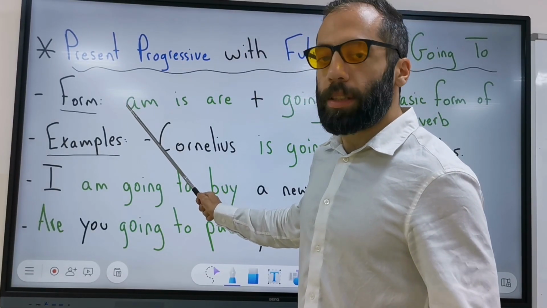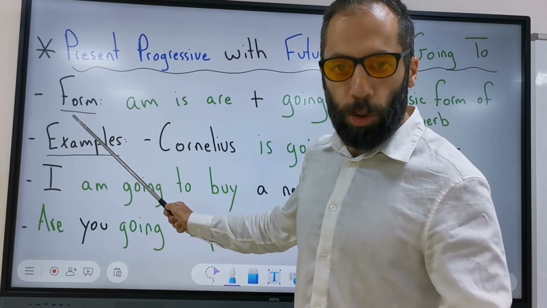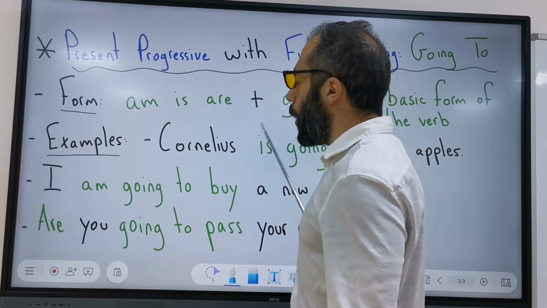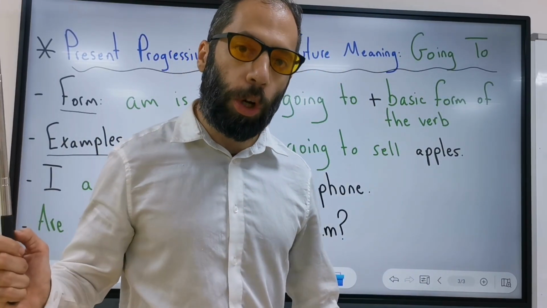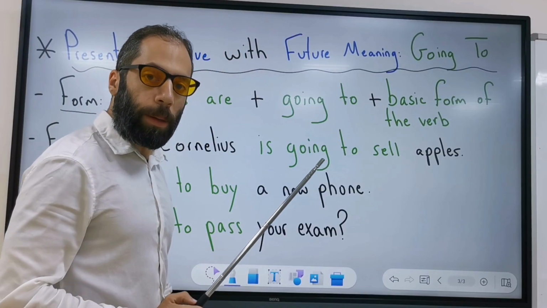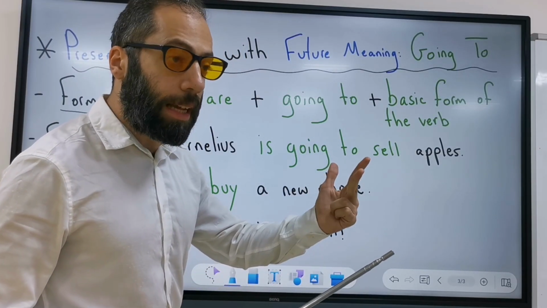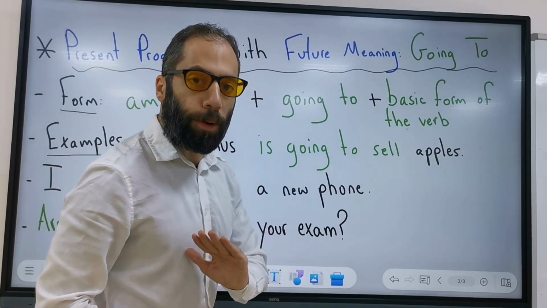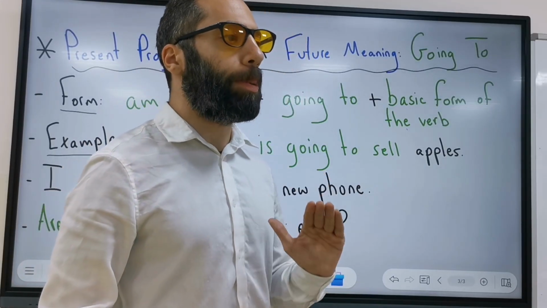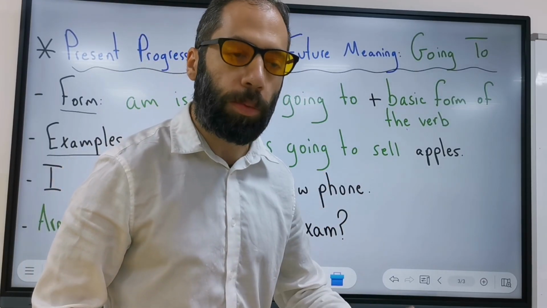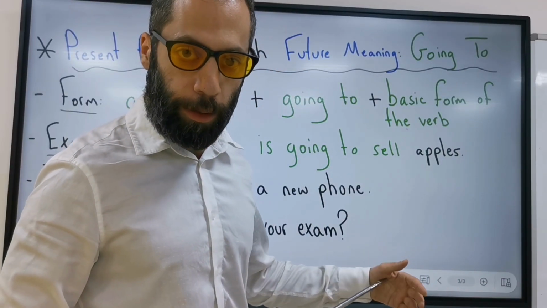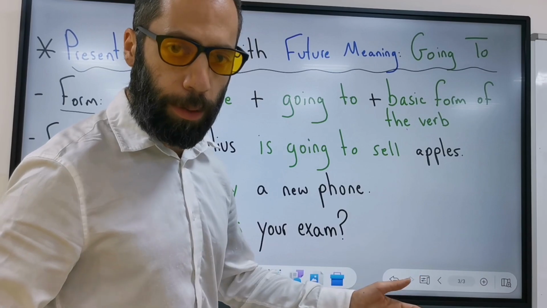Same. I will use the same verb to be: am, is, or are. But this time I will use going to. So verb to be, am, is, or are, plus going to, plus the basic form of the verb. This means I will put the verb as it is, without any changes. I will use the base form of the verb. Let's look at a few examples.